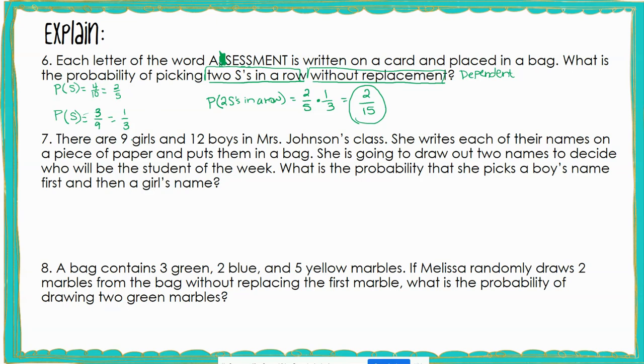Well, let's look at our problem. We know that there are 9 girls and 12 boys. So in total, there are 21 students. If she is going to draw out 2 names to decide who will be student of the week, that means that she is going to pick one name and then another name. Because she's finding the student of the week, she's probably not going to put the first name back into the bag. So that means this is going to be a dependent event.